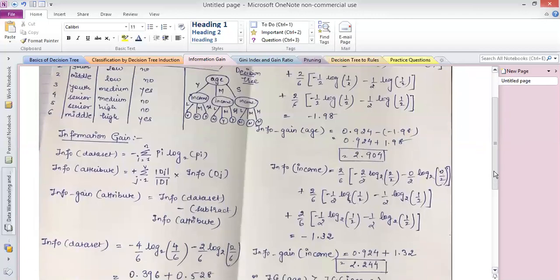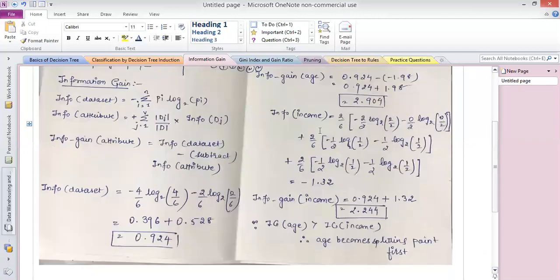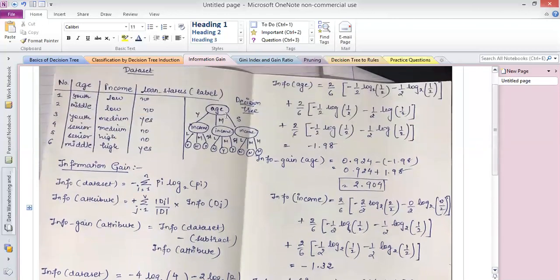You calculate the similar thing, that is the information for income. Again, you subtract the income value from the data set and you get this value. Now you compare these two information gains. You get information gain of age as higher than the information gain of income, and hence in the decision tree we put up age first and then income. I hope you understand now.